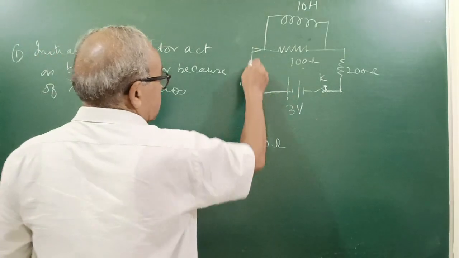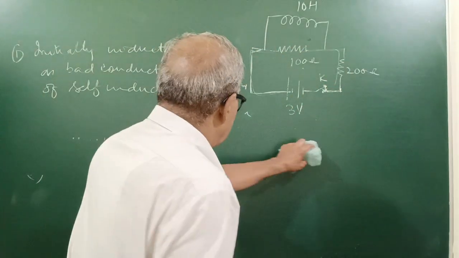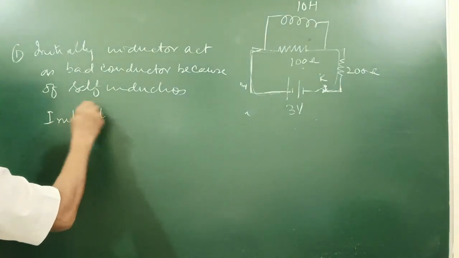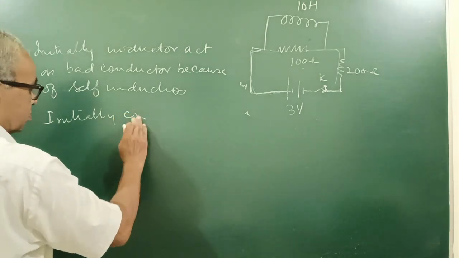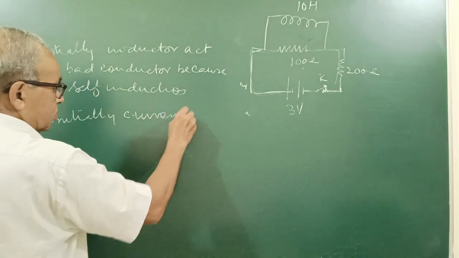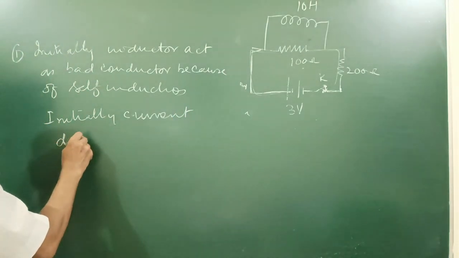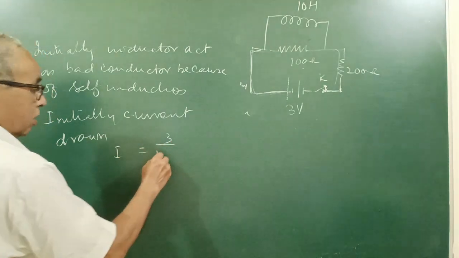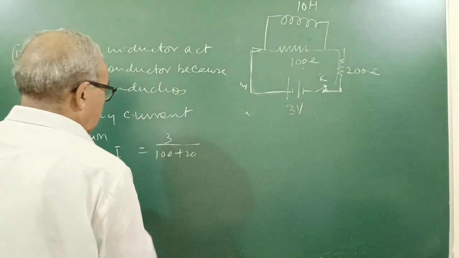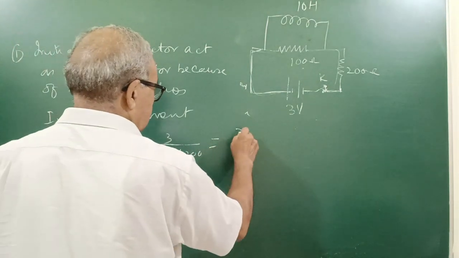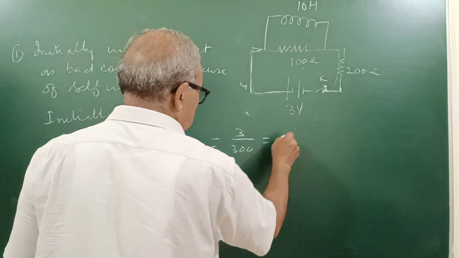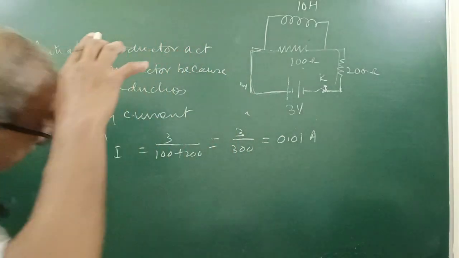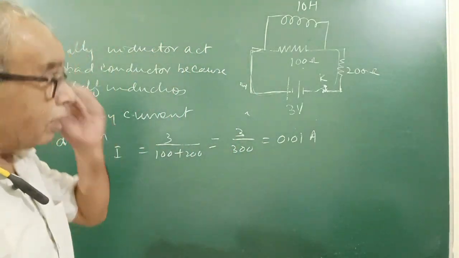So current will flow only in the circuit, and hence the initial current drawn, I equal to 3 upon 100 plus 200. I equal to V by R, that is 3 upon 300, which is 0.01 ampere. It is the initial current flowing. But later on, what happens?